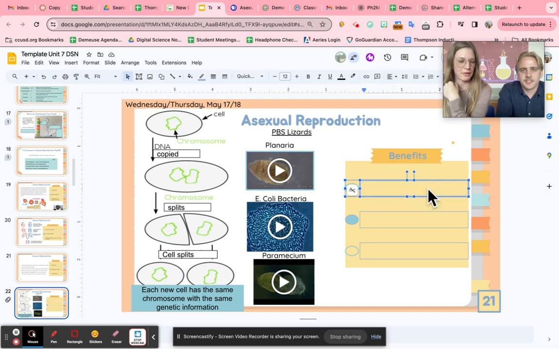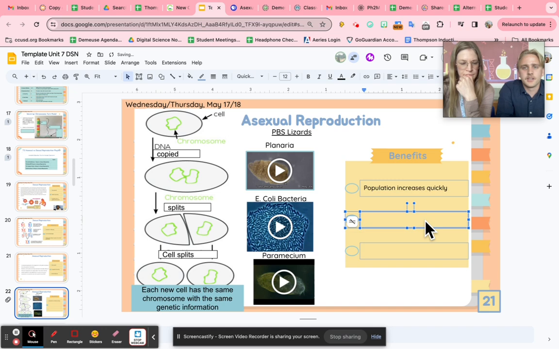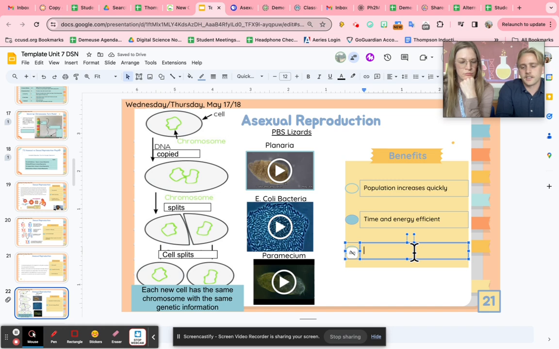Some benefits of asexual reproduction. One is that the population increases very quickly. With sexual reproduction, it takes a long time to find a mate and make the offspring, but with asexual, it happens super fast. It also is time and energy efficient, so it doesn't take too much energy. They don't have to go find another mate, and they can do it very quickly. And then they also only need one parent, which is a benefit for a variety of reasons.